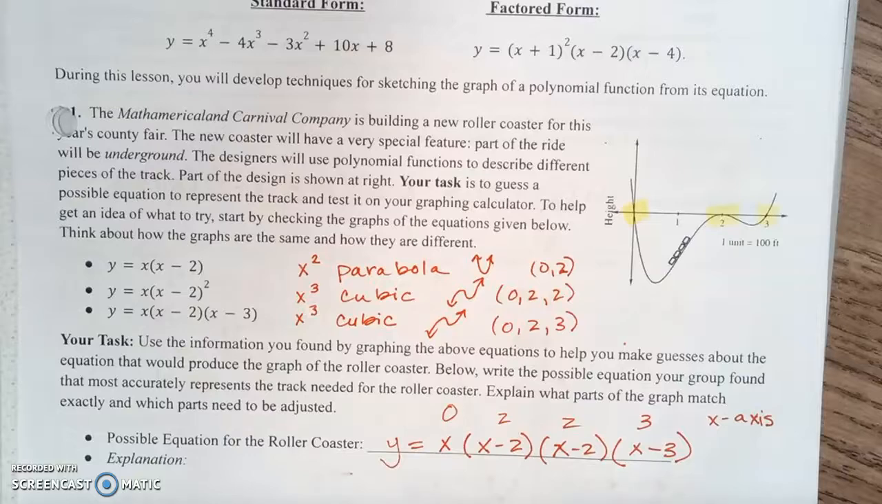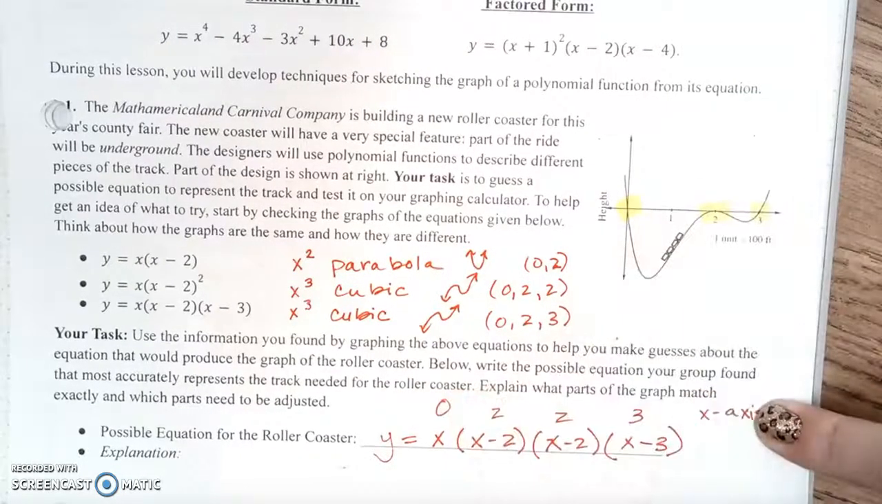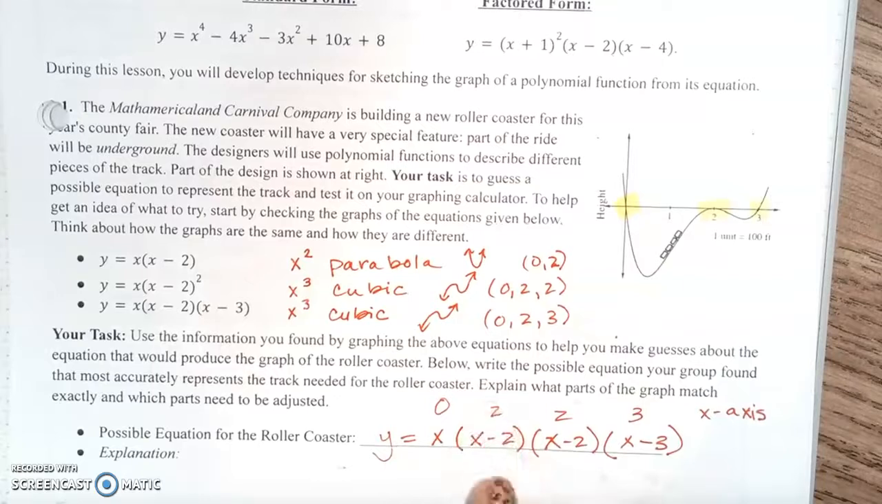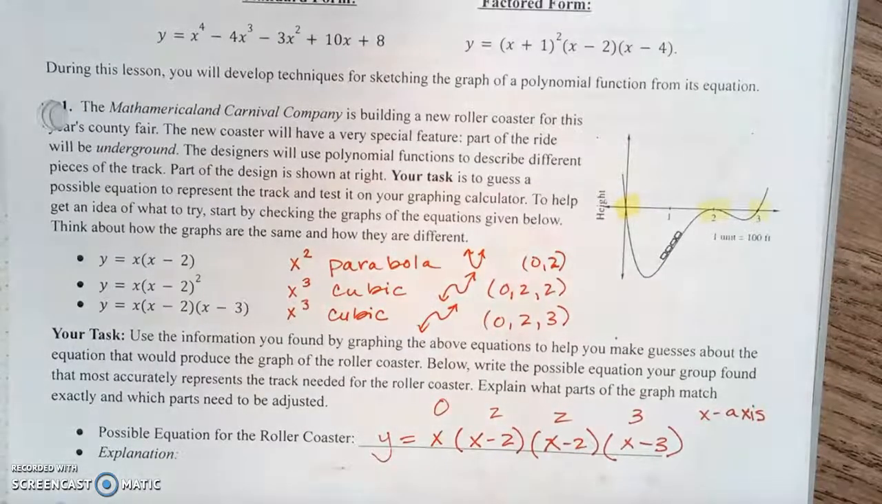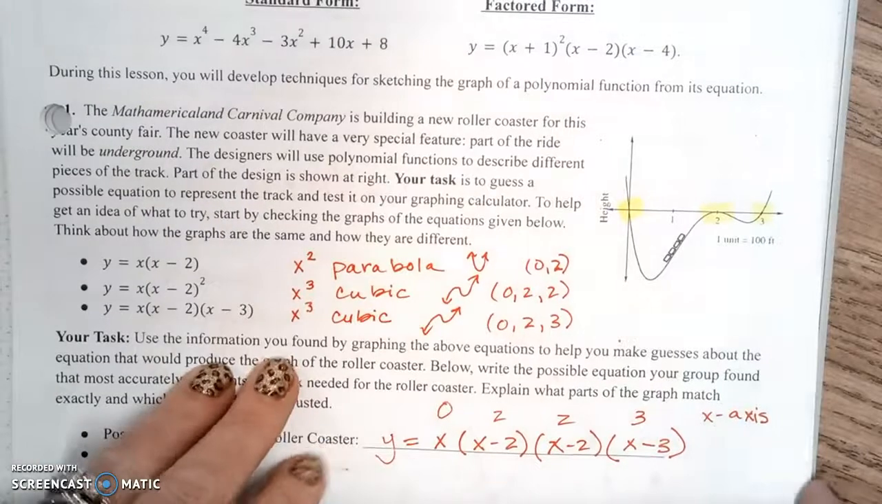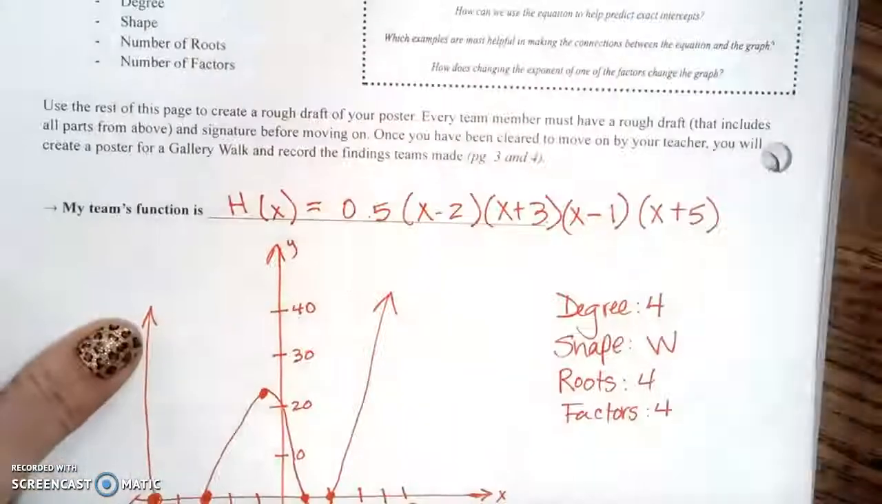All right? So these numbers are where it crosses the x-axis, and below each of them is the factor that I wrote for each of them. Does that make sense? Okay? All right. Turn over to the top of page 3.